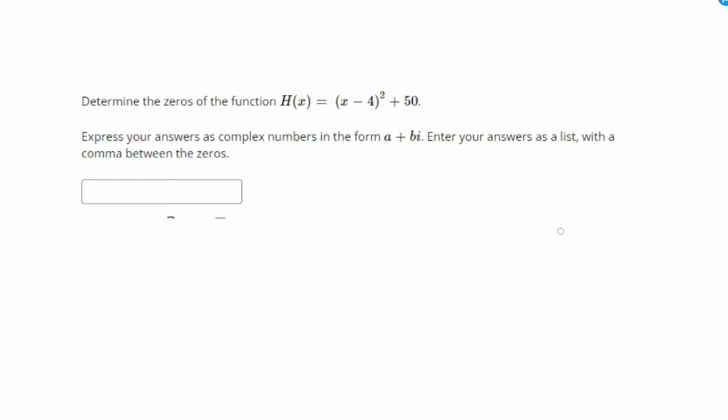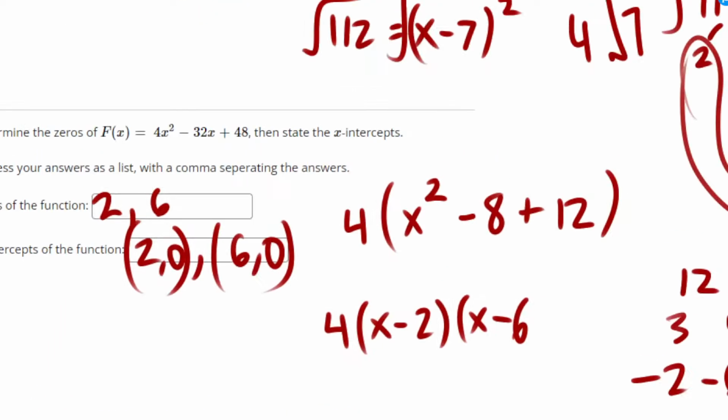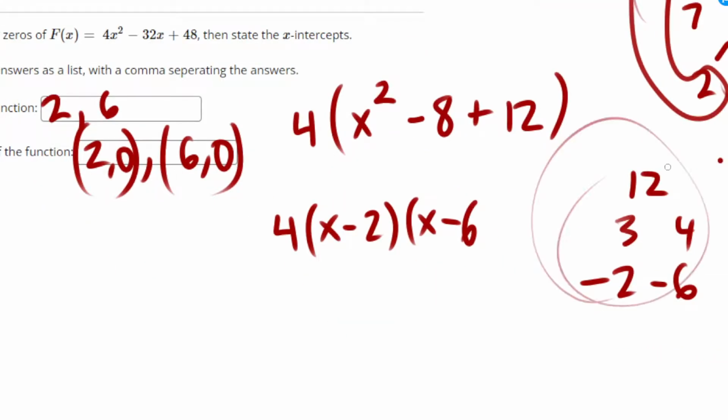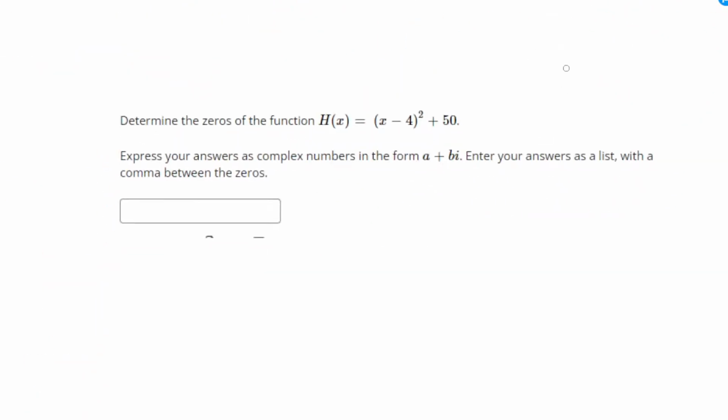Determine the zeros of the function h of x equals x minus 4 squared plus 50. What we can do is move this over. Sorry, I forgot to mention, I was setting this up to do completing the square, but sometimes that's not necessary. Sometimes you can do the easier factoring. So, yeah, anyway, moving on.